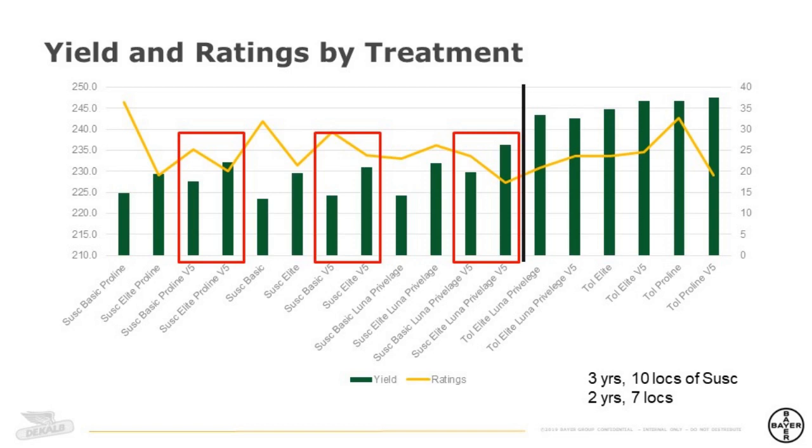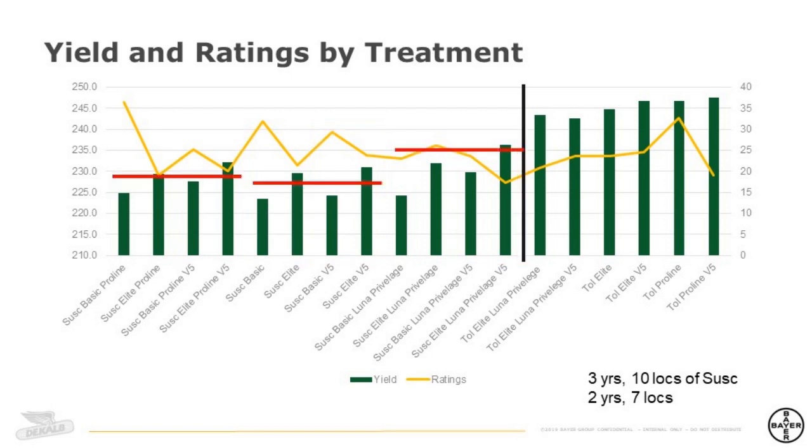So now taking a peek at the V5 applications specifically. So in those boxes there are the treatments that had the V5 on the susceptible hybrid. The checks would be just to the left of it. You can see a slight yield bump and a reduction in the infection rates with the V5 applications as well.